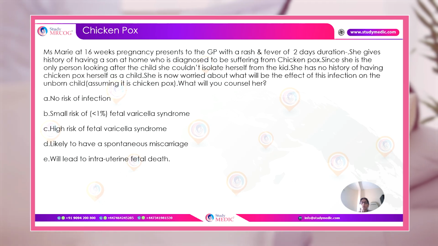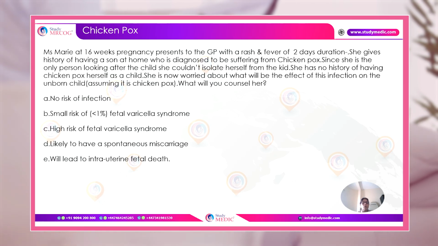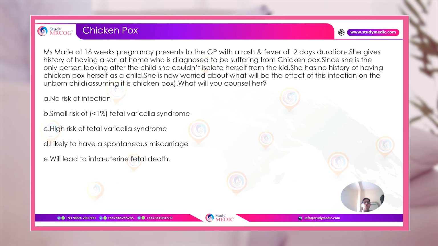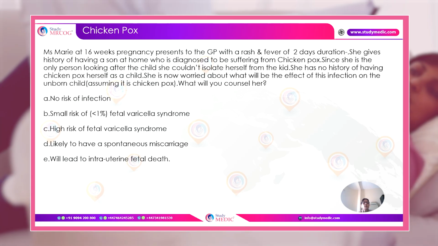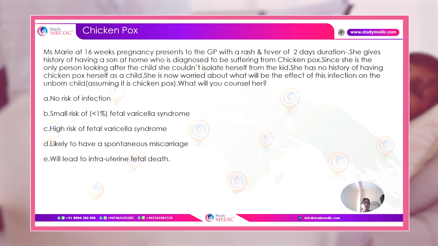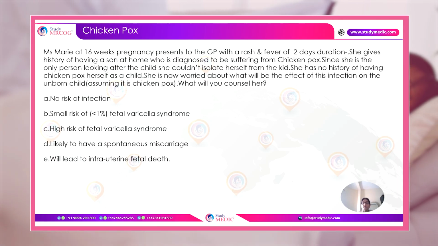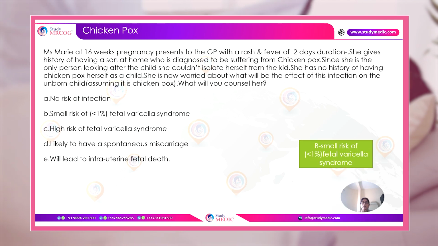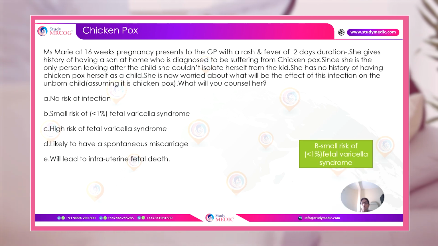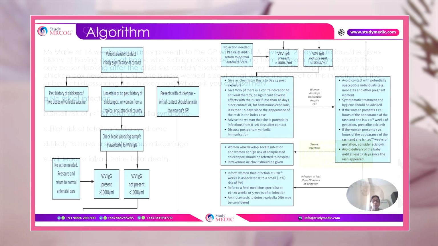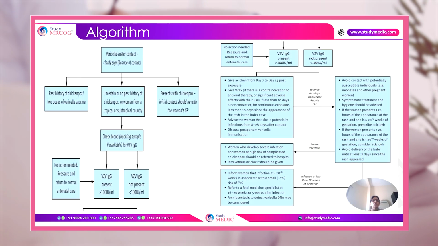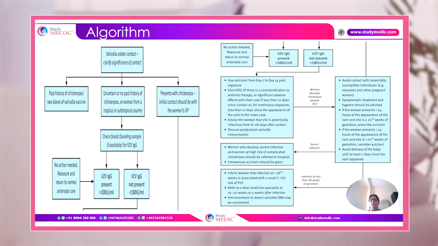Okay, so there could be no risk of infection, a small risk, that is less than 1% risk of fetal varicella syndrome, or a high risk of fetal varicella syndrome, likely to have a spontaneous miscarriage, or it will lead to intrauterine fetal death. The answer here is there is a small risk of fetal varicella syndrome. How do I know this? For this, you should be knowing this algorithm.